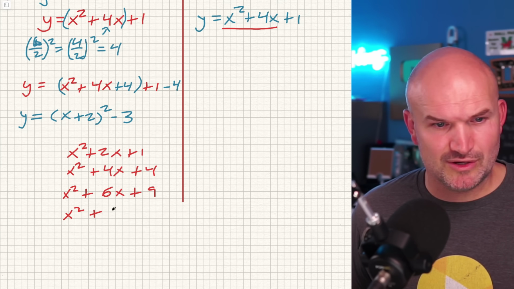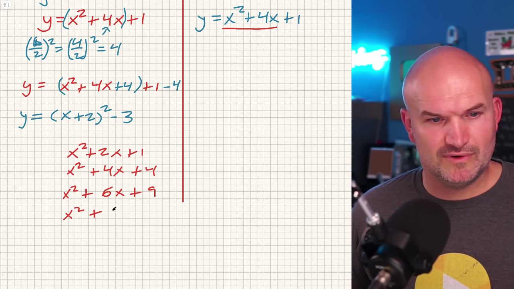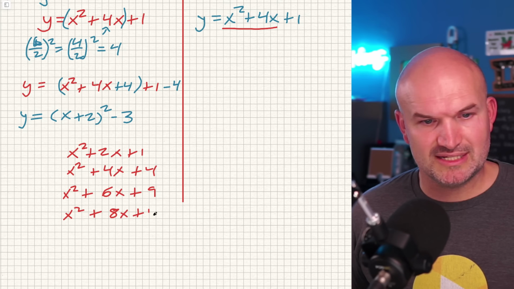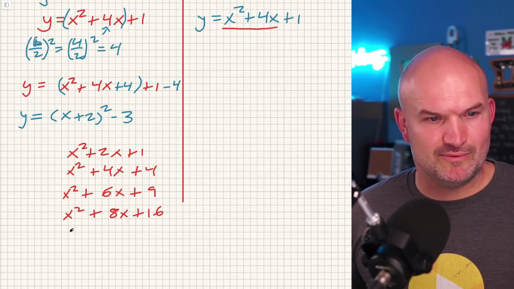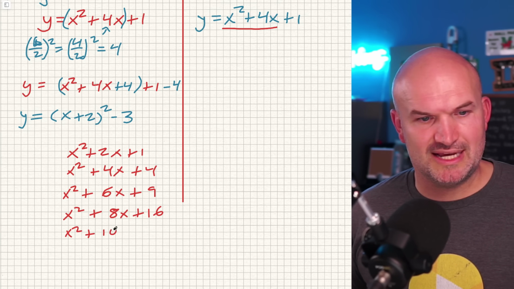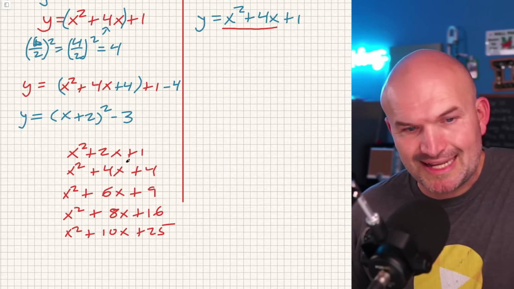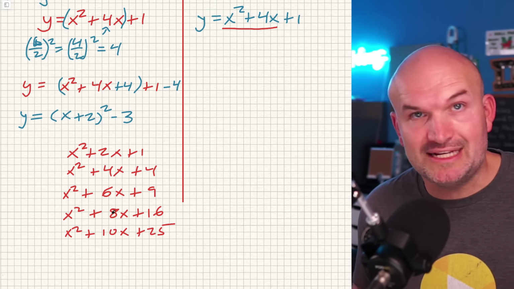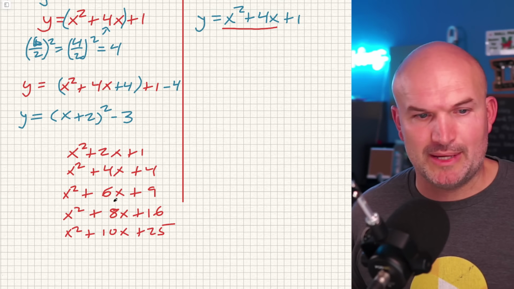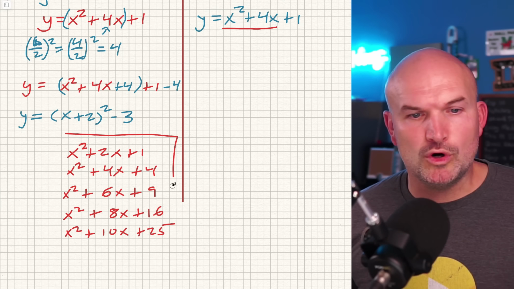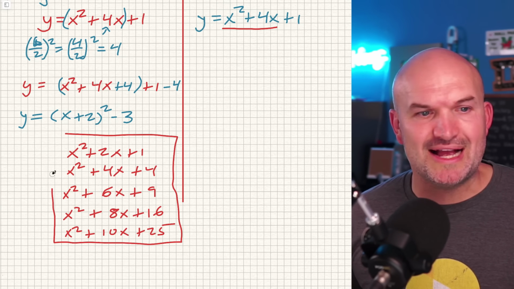3, so I'm at 4, so 8x plus 16. And then the last one is x squared plus 10x plus 25, right? These are all perfect square trinomials. And again, the middle term could also be negative as well. So you could do binomial squares from there. But ladies and gentlemen, when you work through completing the square so many times, you recognize this.